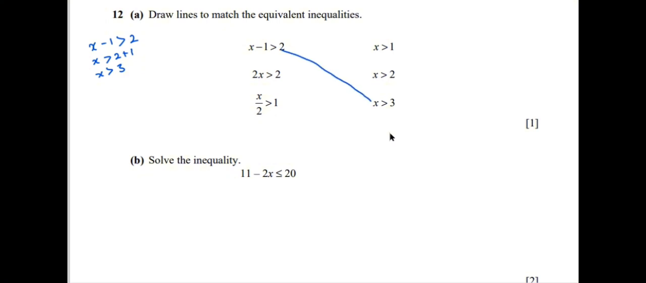Okay, and for this one, we have 2x greater than 2, divide both sides by 2. This and this will go. We have x greater than 1. So this one will match to this. Then for this one, when you cross and multiply here, we are going to have x greater than 2. So make this one 2.